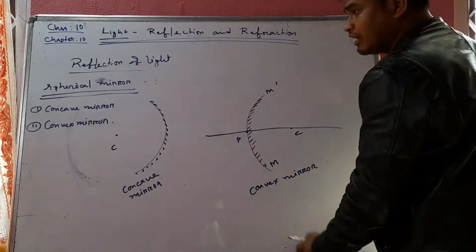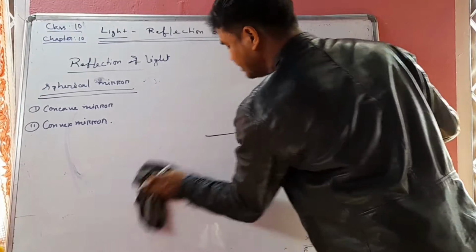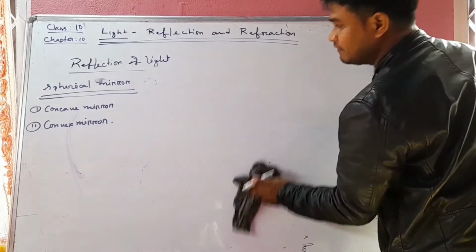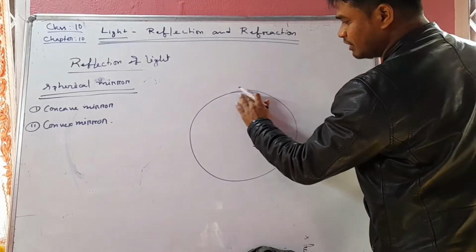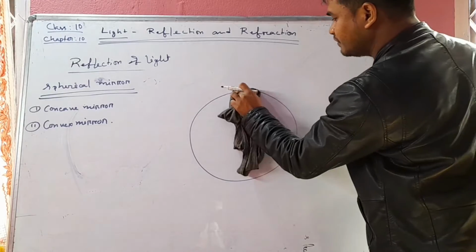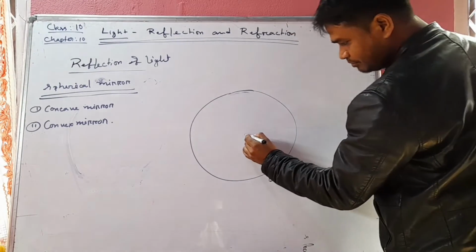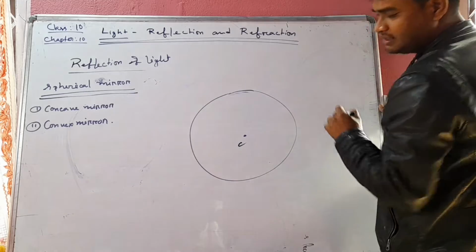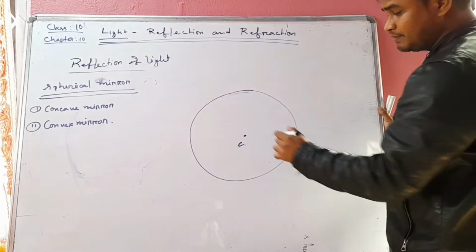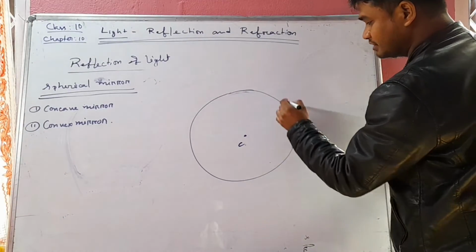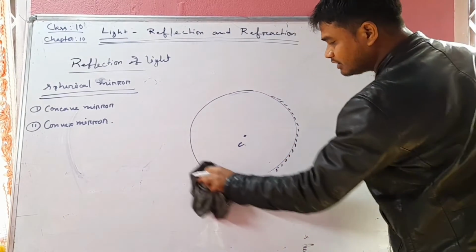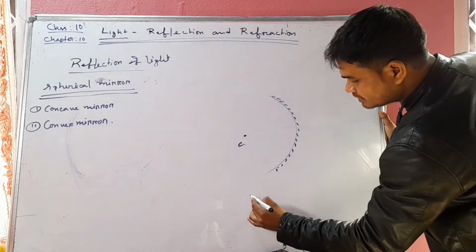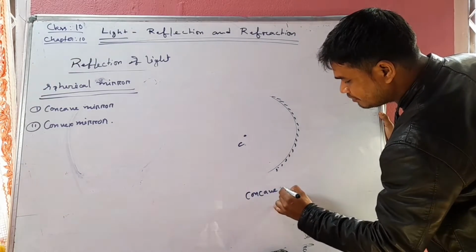Now we are going to discuss reflection on a concave mirror. We consider the same process. Why are we drawing this sphere again and again? Because for image formation the center should be in the proper place. This is the center of curvature, and we have polished this surface. This is the concave mirror.